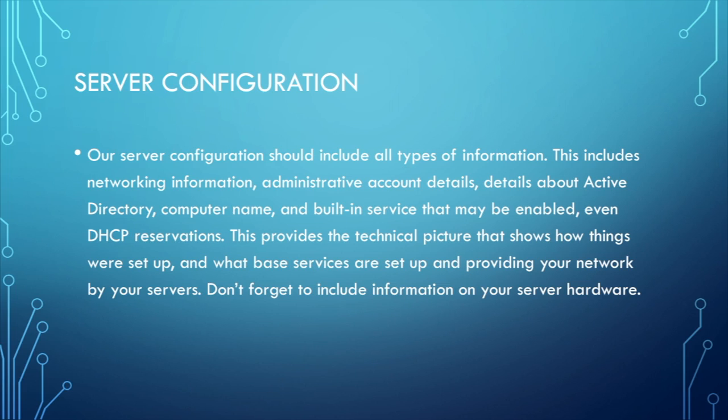Server configuration. Our server configuration should include all types of information. This includes networking information, administrative account details, details about Active Directory, computer name, and built-in service that may be enabled, even DHCP reservations. This provides the technical picture that shows how things were set up and what base services are set up and providing your network by your servers. Don't forget to include information on your server hardware.